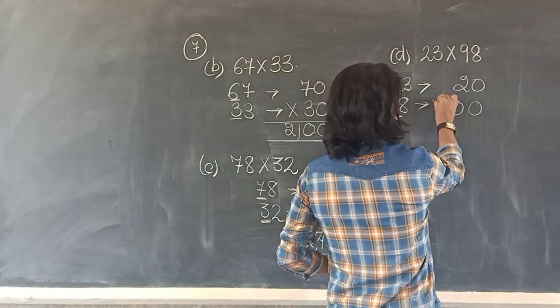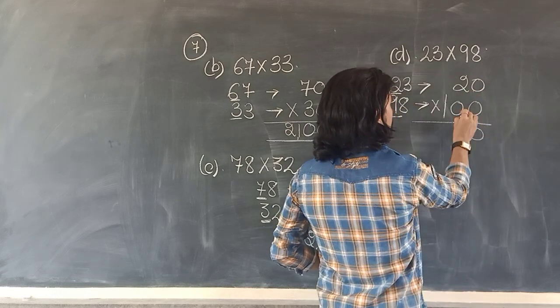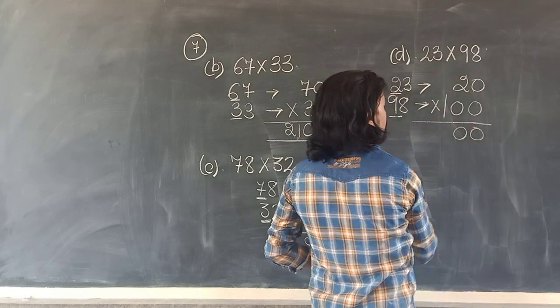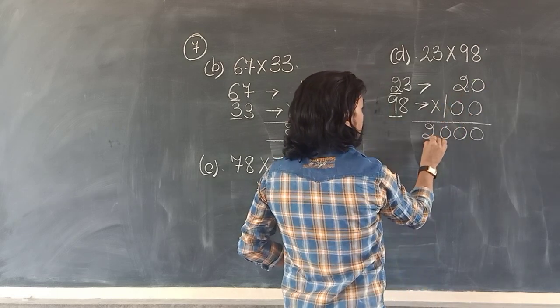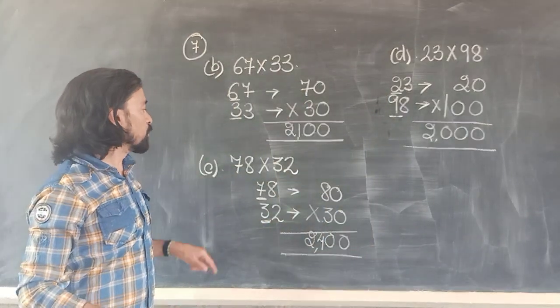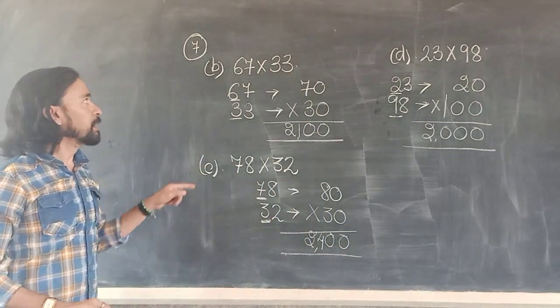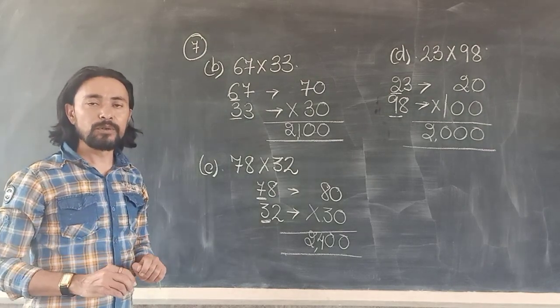Now I multiply. 0 multiplied by 20 will give me 0. 0 multiplied by 20 again will give me 0. 1 0 is 0 and 1 2 is 2. And my answer is 2000. This is how you have to do A, B, C and D. A, remember, is for 4.